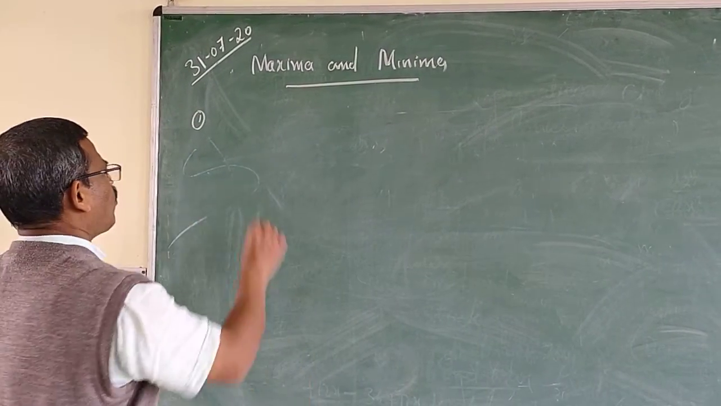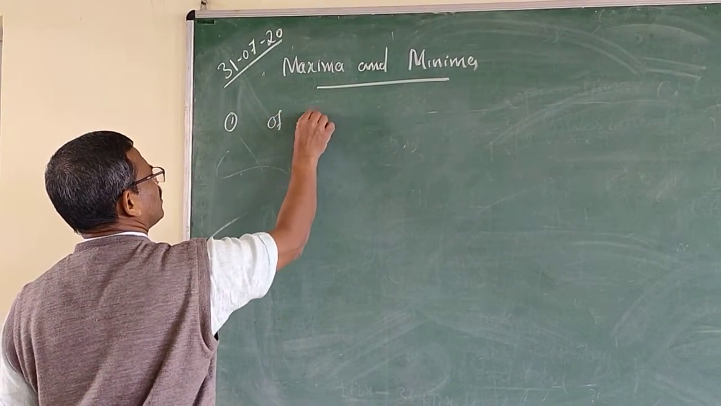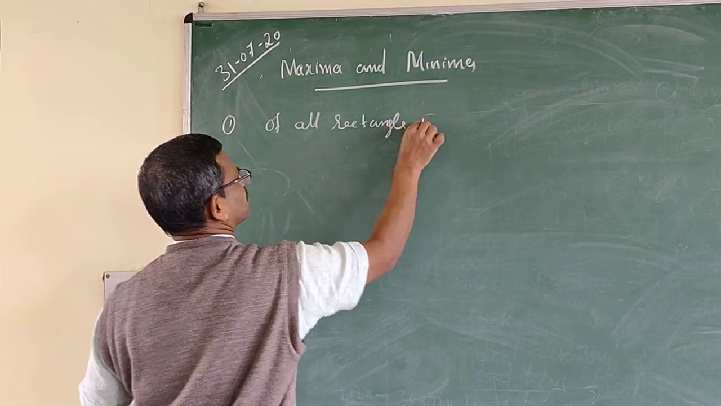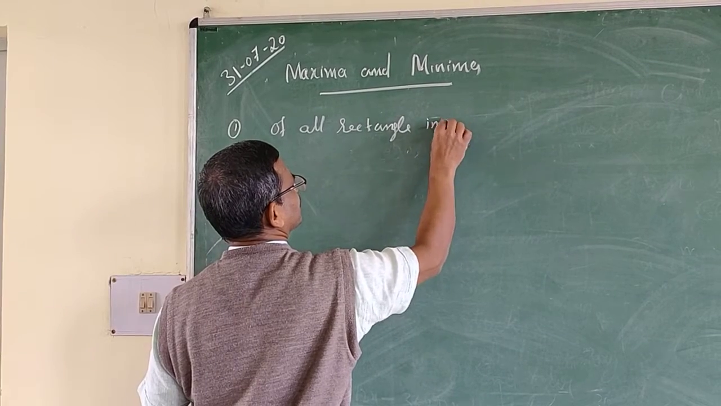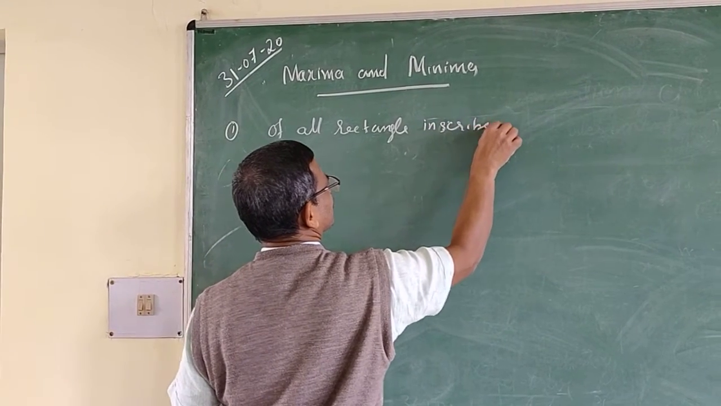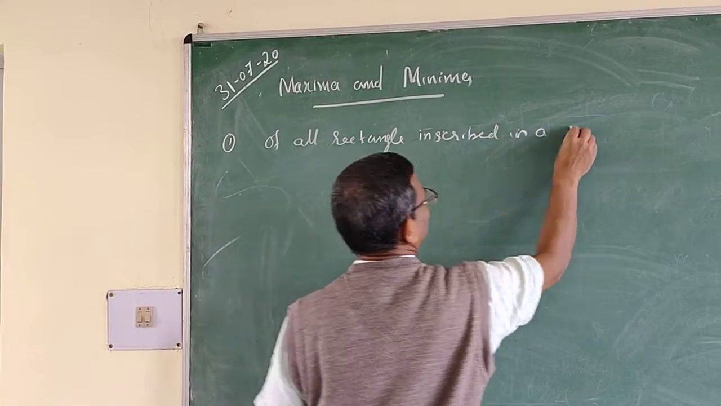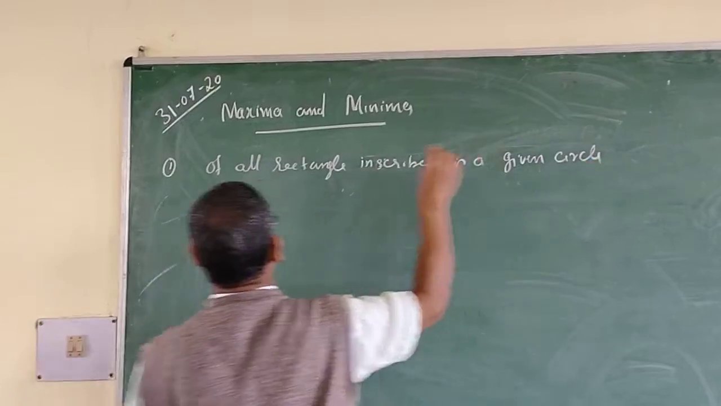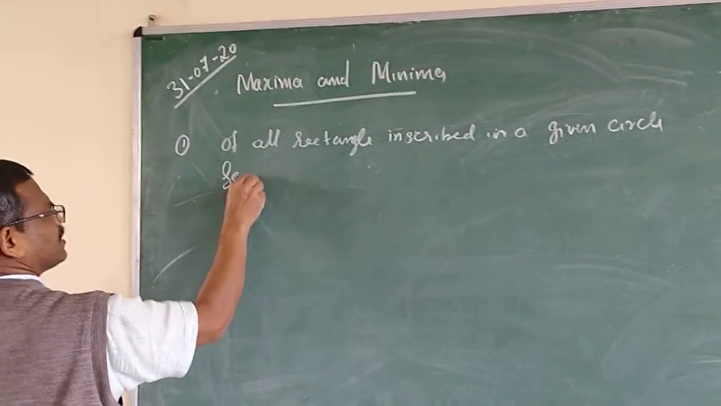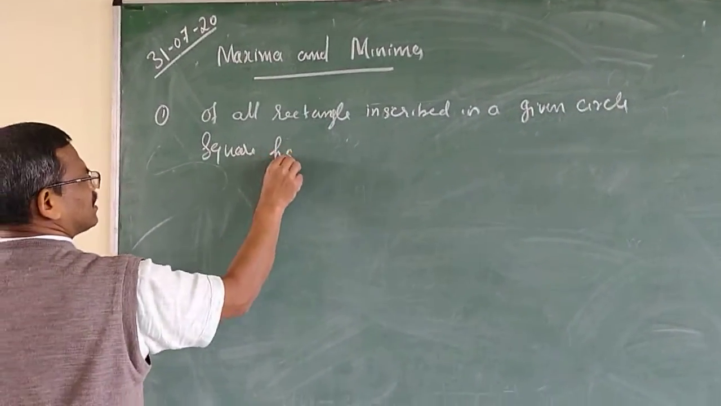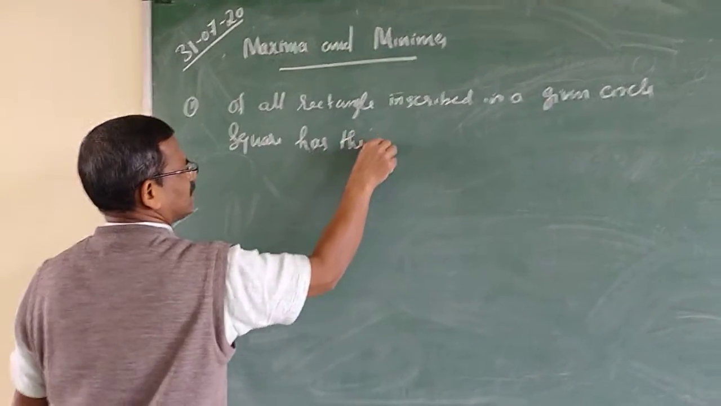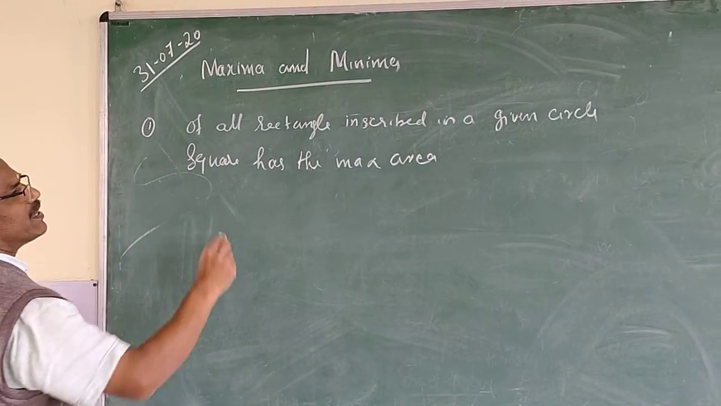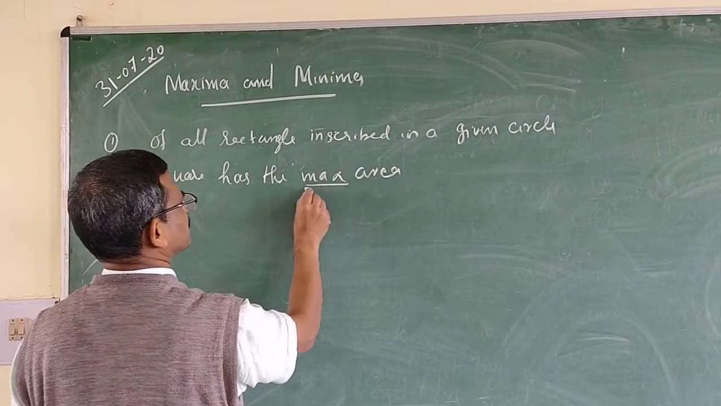Now today I will discuss the first question. The question is: of all rectangles inscribed in a given circle, the square has the maximum area. So the statement is that the square has the maximum area.